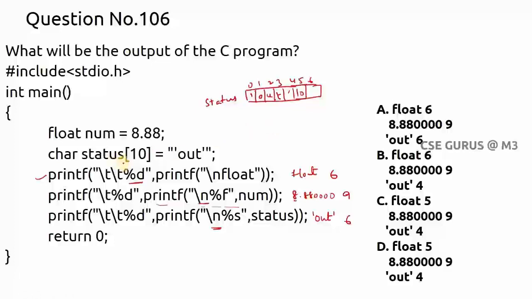So if I ask you what is the length of this string of the status, you can say that 1, 2, 3 and 2 single quotes, that is 5. Like this we can answer. So what is the answer here? Float 6, 8.880000, and the count is 9 here, and here single quote out, single quote, then 6. So which option is correct? Option E.